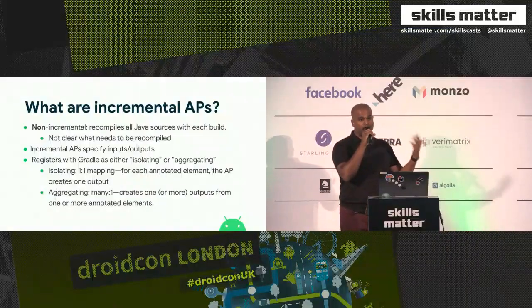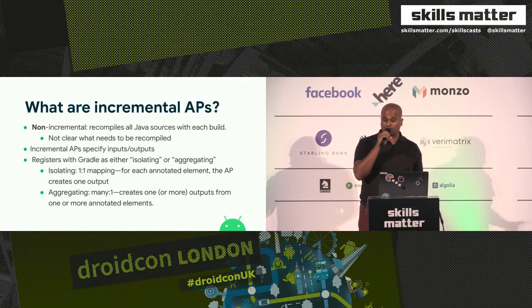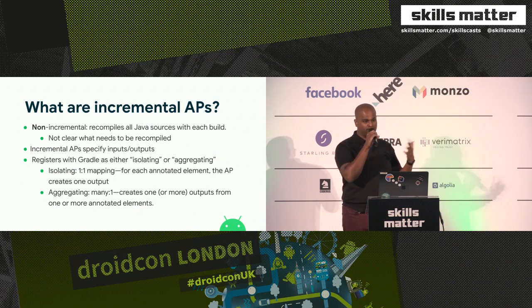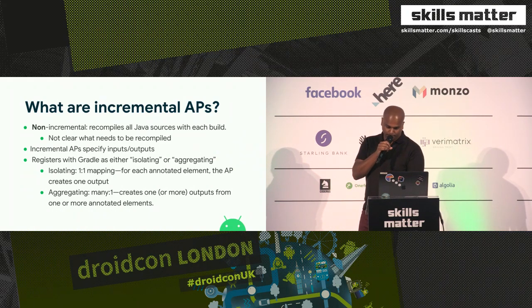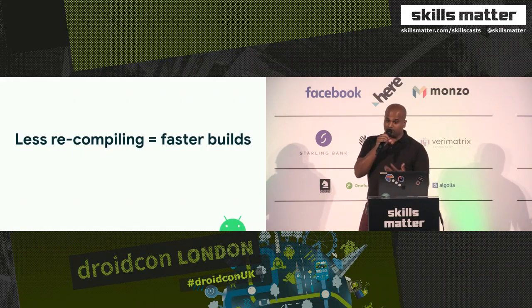And it also has to register with Gradle as an incremental AP, either as isolating or aggregating. So isolating is probably the most clear-cut. For each source file, it's going to output one file. But you can also have aggregate, where you take a bunch of annotations, process them, and output one or more output files. But really, what does this mean for you?